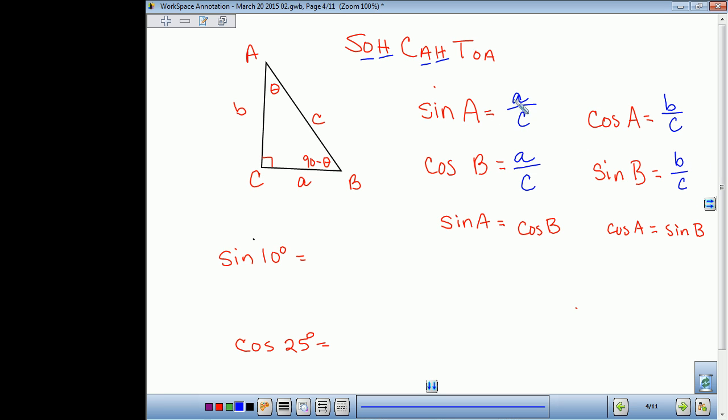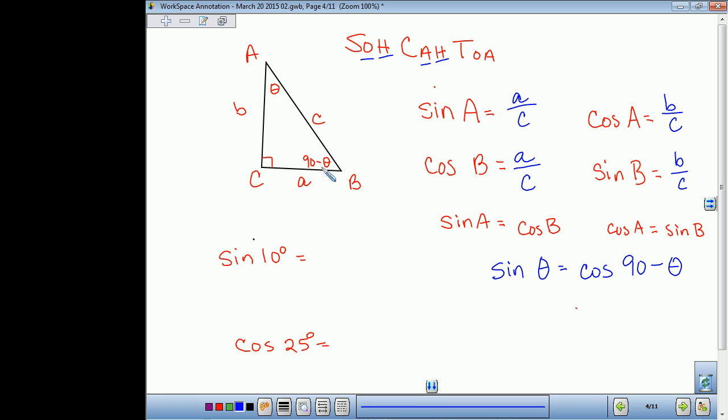Now look at this. We have A over C, A over C. So these two, sine of A and cosine of B, are equivalent. And we could prove that using substitution. Now let's look at this. Cosine of A and sine of B. They are also equivalent. The sine of any angle is the same as the cosine of its complement.